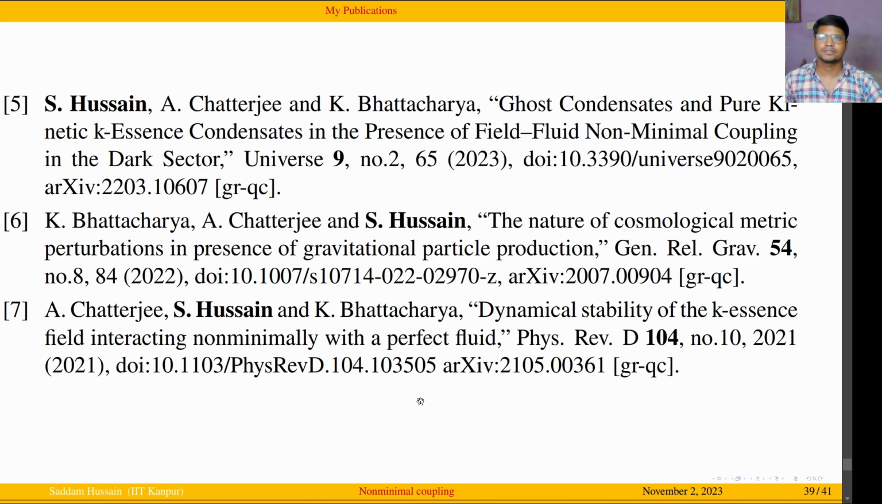It is published in Universe, and the nature of cosmological perturbations, where because of the expansion of the universe, matter particles, or pressureless particles, or dark matter particles can be produced via the gravitational particle production mechanism. We have also published in General Relativity and Gravitation, Springer publication, and the first publication was on dynamical stability of the KSN's field interacting non-minimally with perfect fluid, which is around 2021, and which is based on the kinetic coupling case.